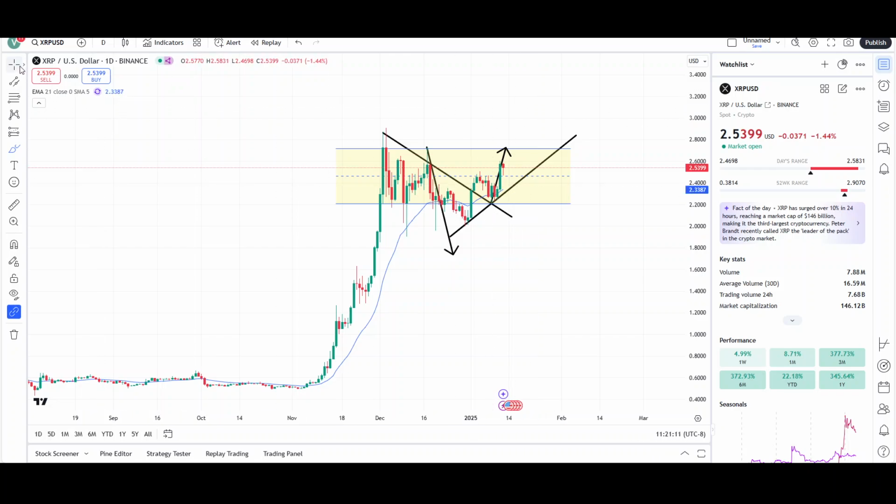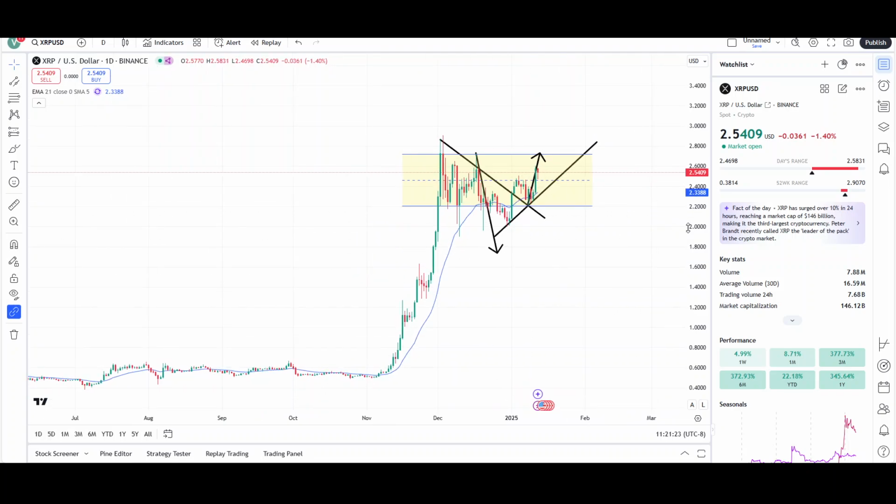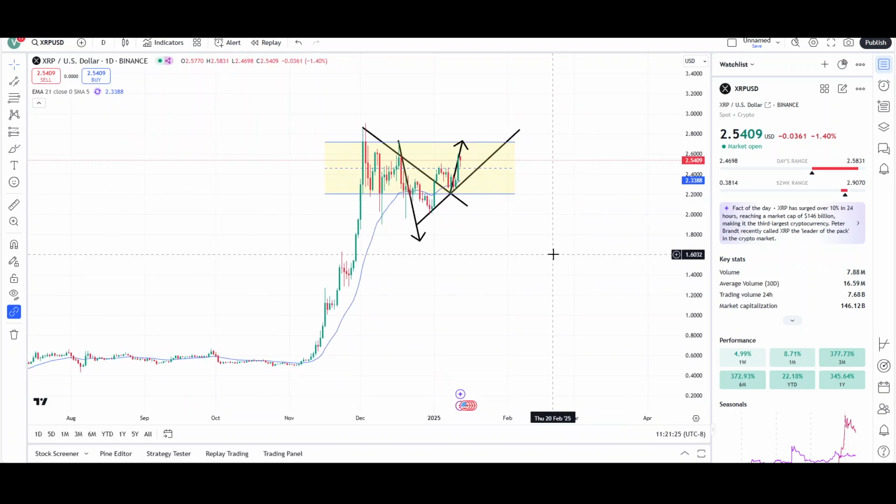We also have a measured move target at the top side of the range at the $2.72 level. So this is all one leg right here. This is the second leg up. That's right at the 2.72. So overall, XRP against the US dollar is looking a lot more bullish than bearish.